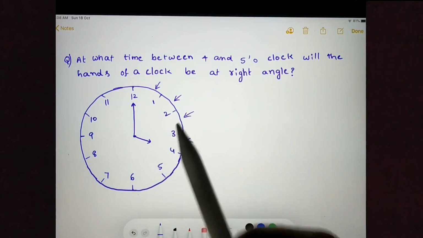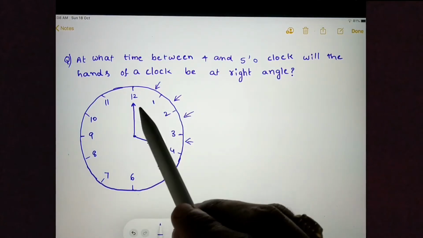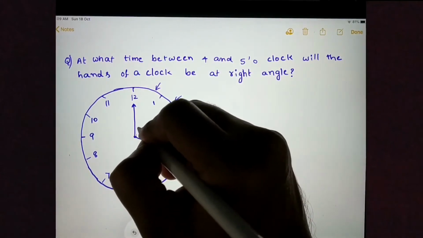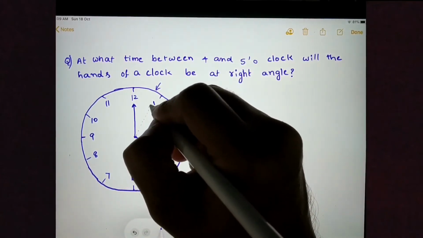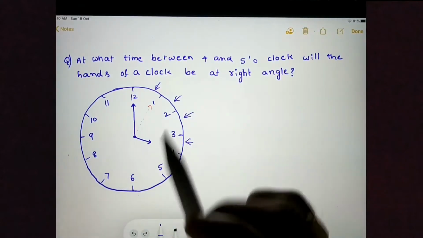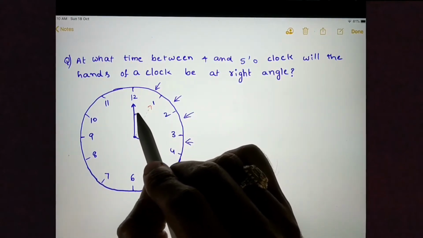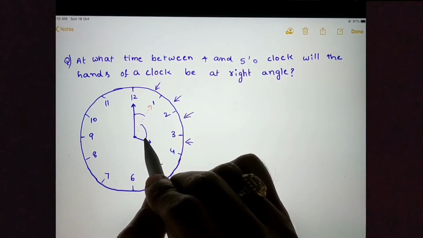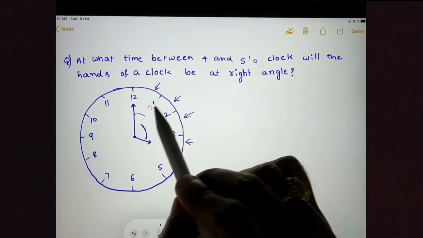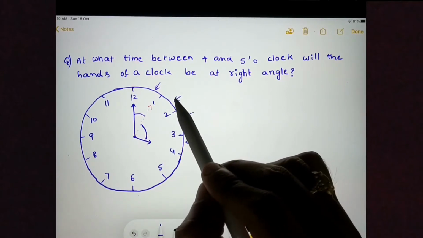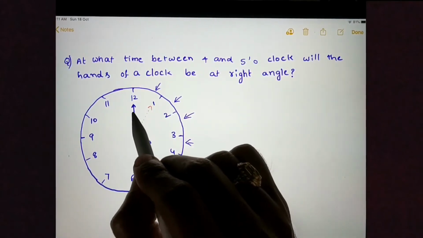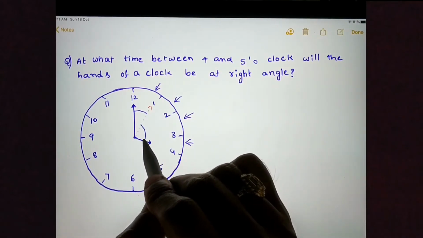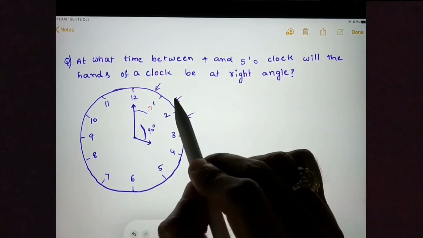But to form 90 degrees, there should be 15-minute spaces apart. It means long hand should be here to get 15-minute spaces apart. So long hand needs to gain 5-minute spaces to form right angle. This is right angle because angle between these two are 90 degrees.